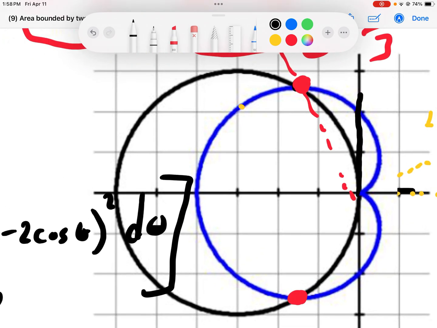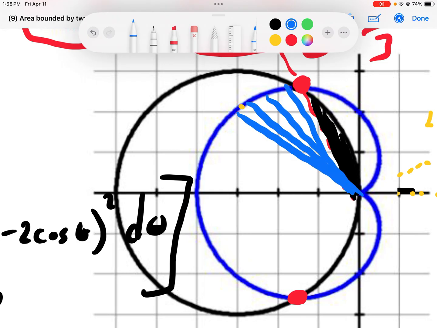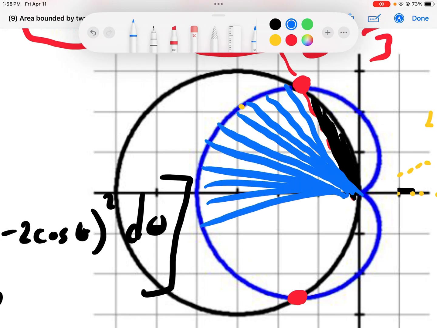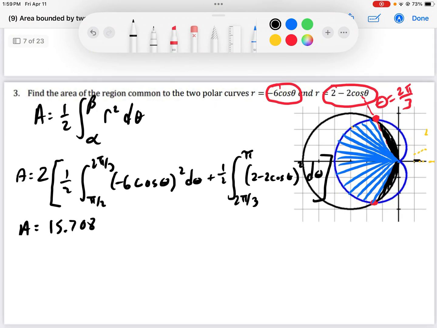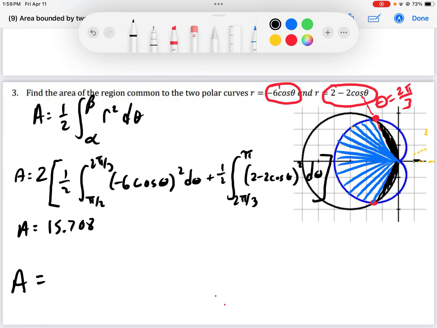So if I'm doing this, I know right here is where theta is pi over 2. So I get my radius from the black function there. Then I get my radiuses from the blue function, and I'm going to add up all these sectors, an infinite amount of them. And I'm going to keep going past pi all the way to when theta is 4 pi over 3. Then I continue up from 4 pi over 3 back to 3 pi over 2 using the black function to get my radius.